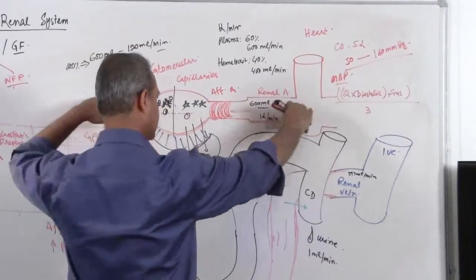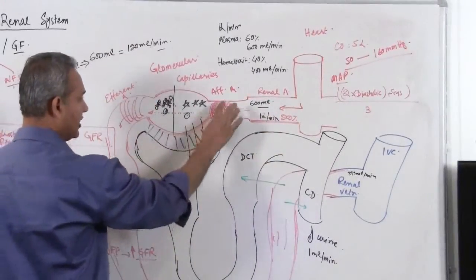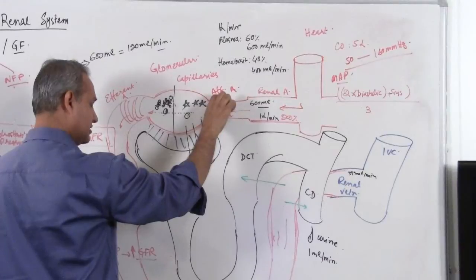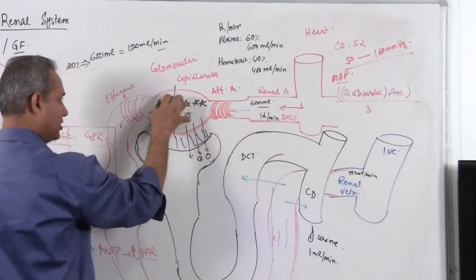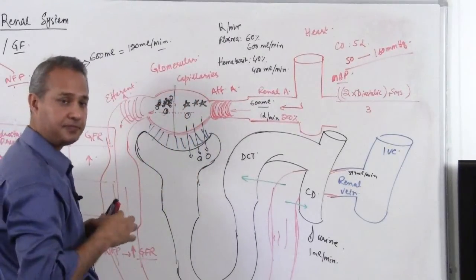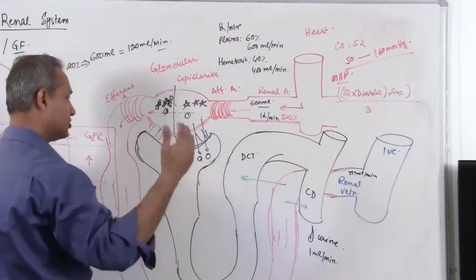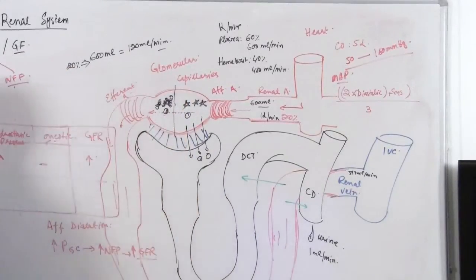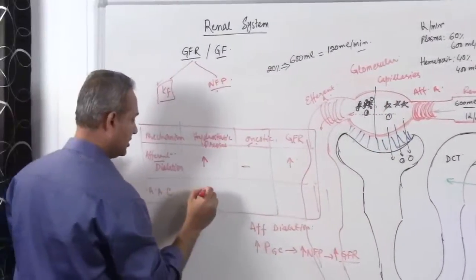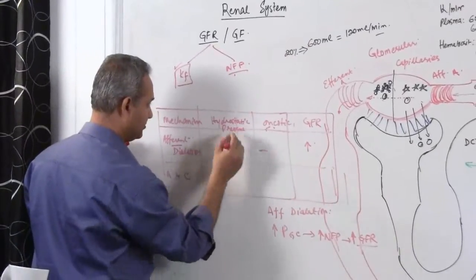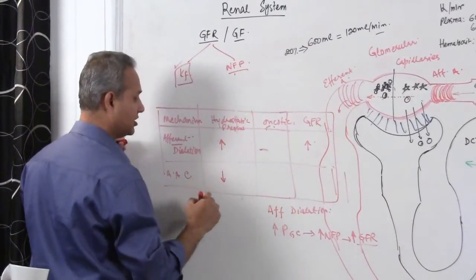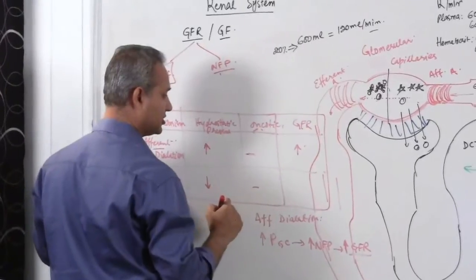Flow reduces but stays the same in that system. So when the afferent arteriole is constricted, that would drop the pressure in the glomerulus. That would also reduce the flow. So what would happen is afferent arteriolar constriction, reduced hydrostatic pressure, no change to the oncotic pressure.